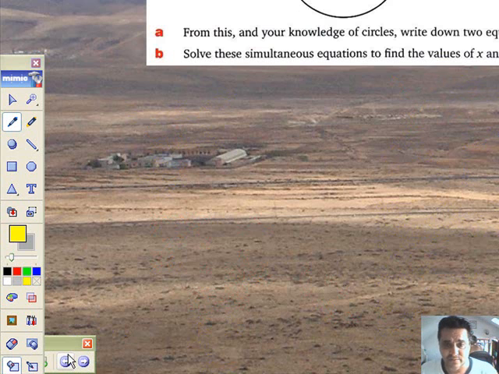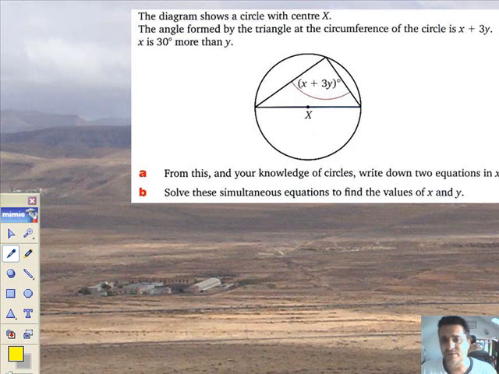So here we go, question 3. Now, it's a lovely, lovely question. When you see it, it's a circle theorem. It says the diagram shows a circle with centre x. Yep, with that little black blob means that's the centre, and therefore that's a diameter. All right, diameter. Hint: the angle formed by the triangle at the circumference is x plus 3y.